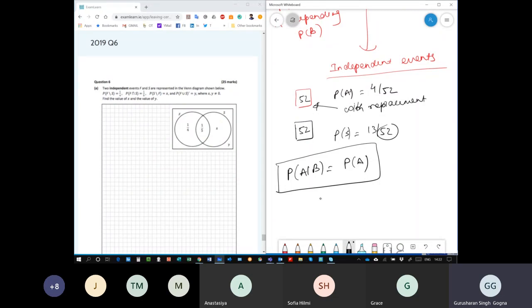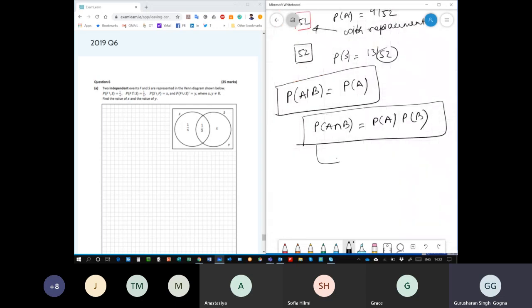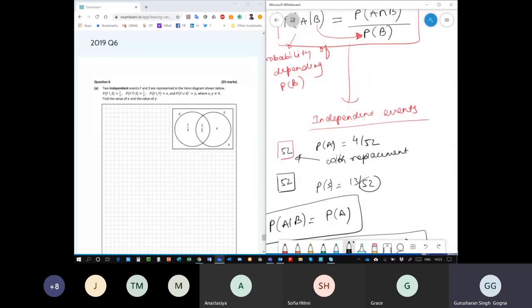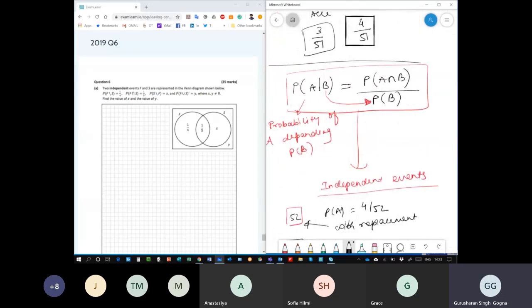So it means that this formula will turn into P of A intersection B is equal to P of A multiplied by P of B. And this is called the multiplication rule as well. So the multiplication rule actually comes from conditional probability with a special case of independent events.